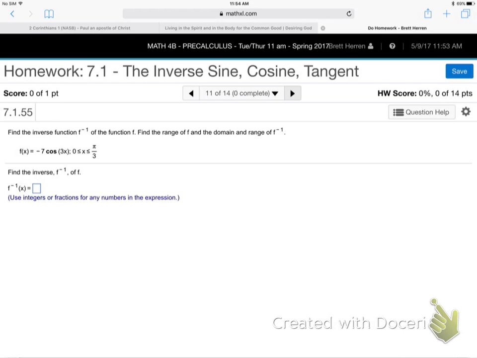So here they're giving me a function, and they want me to find the inverse function. How do I take that function and find the inverse? Let me bring it up here. So I'll just call it y, f of x, same thing. Minus 7 cosine 3x. All right. So they're saying, find the inverse function. How do you find an inverse function?